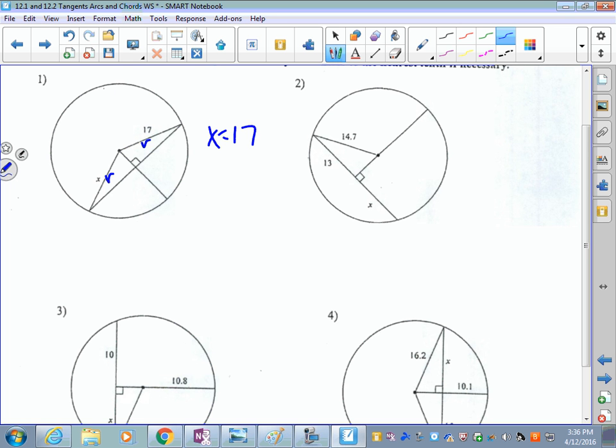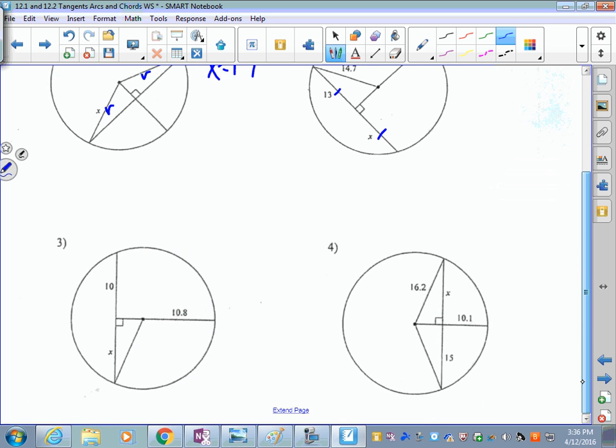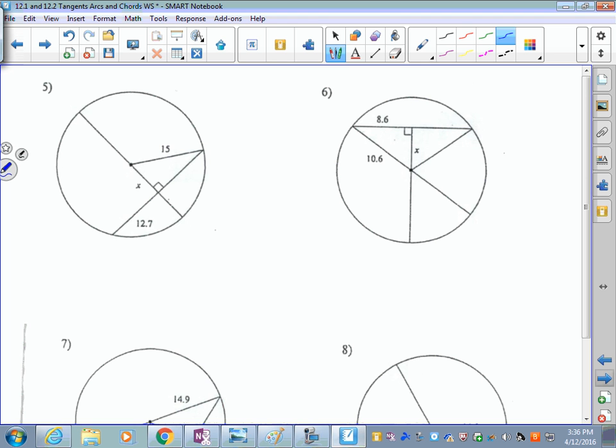Wait, so number 2? Yes, it is 13 because you see that we have a chord here? And you see that box? Whenever that happens, they get bisected. And they're going to always be the same. Wait, so number 5 is 10? Well, hold up, let me find 5. Number 5? No, 15. Okay, 5 is different.